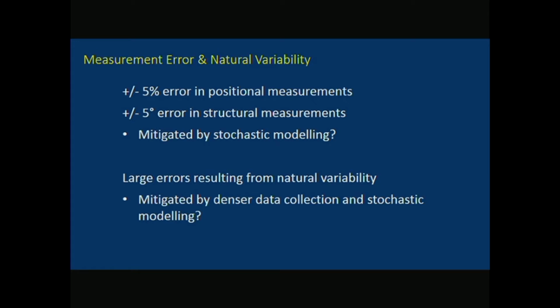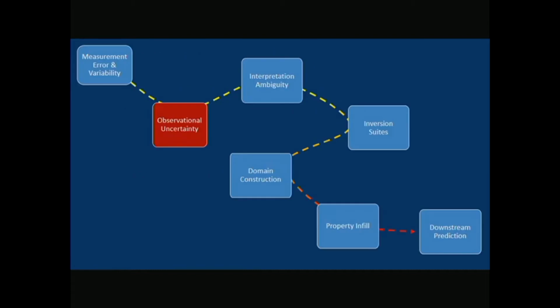The errors resulting from natural variability are much harder to mitigate because we can't measure beneath the surface, and that's really where the problems are coming from. So we could perhaps mitigate it partly by having denser data collection at the surface, so we get a better feeling, so whatever's going on the surface, we can at least project it down further. But again, we're going to come back to stochastic modeling as we are in most of these examples.